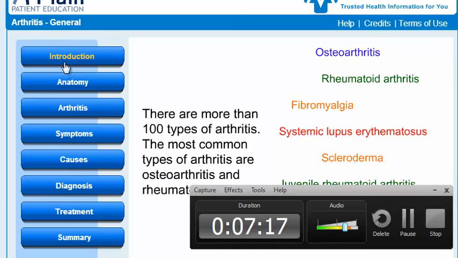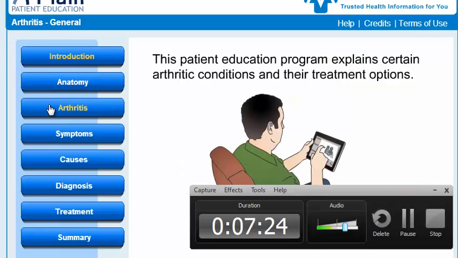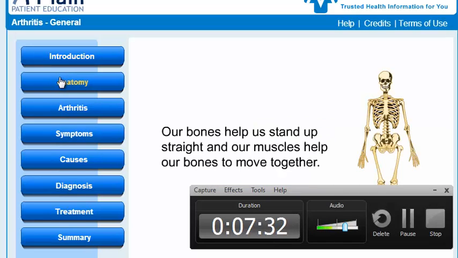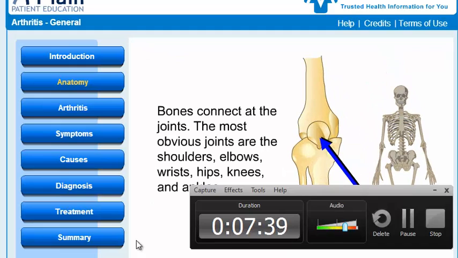So there are different topics. Coming to the arthritis patient education, there's an introduction, anatomy, what is arthritis, the symptoms, the causes, diagnosis, treatment, and summary. The kind of sequence or flow that is maintained is definitely done by the instructional designer, and these are called frames.